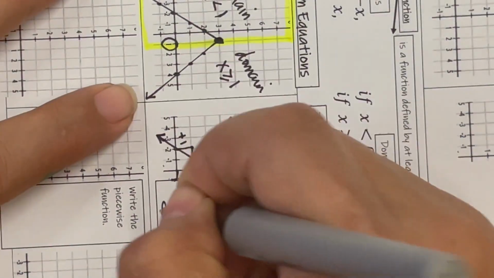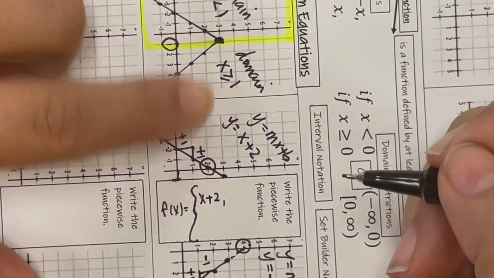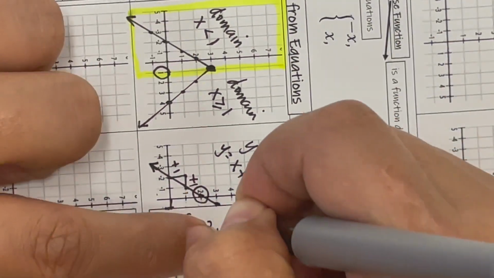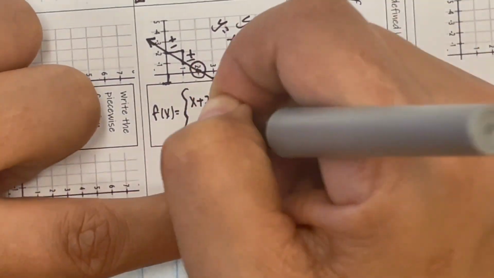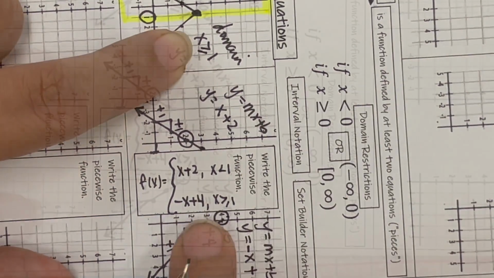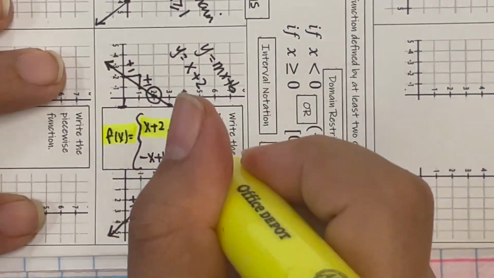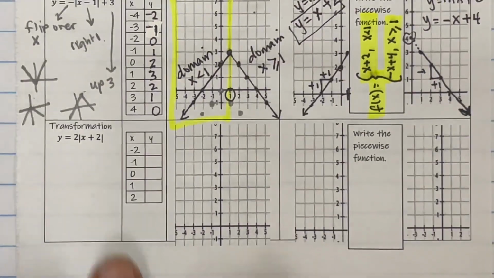So the left has the restriction on the left, the right has a restriction on the right. So how do I write that piecewise function? I write the first one, which is x plus 2. And how is that restricted? x is always less than 1. I write the second equation, which is y equals negative x plus 4. How is that restricted? x is greater than or equal to positive 1. That is a piecewise function, and this is how you write it. All right, so go ahead and give this one a try. Let's practice.